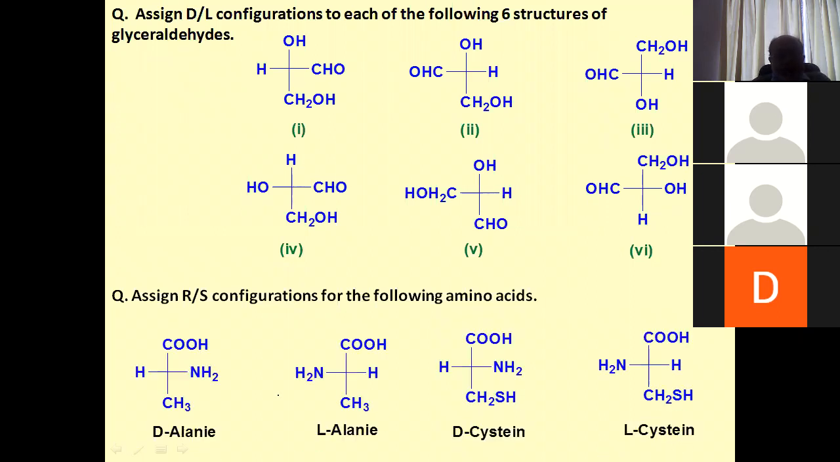Let us see this. This is going to be D-alanine, and this is going to be L-alanine. And this is your D-cysteine, and this is your L-cysteine. Cysteine will have this side chain CH2SH. Now, this is your natural amino acid, and this one is your natural amino acid, not this one. This is not a natural amino acid. It does not exist.